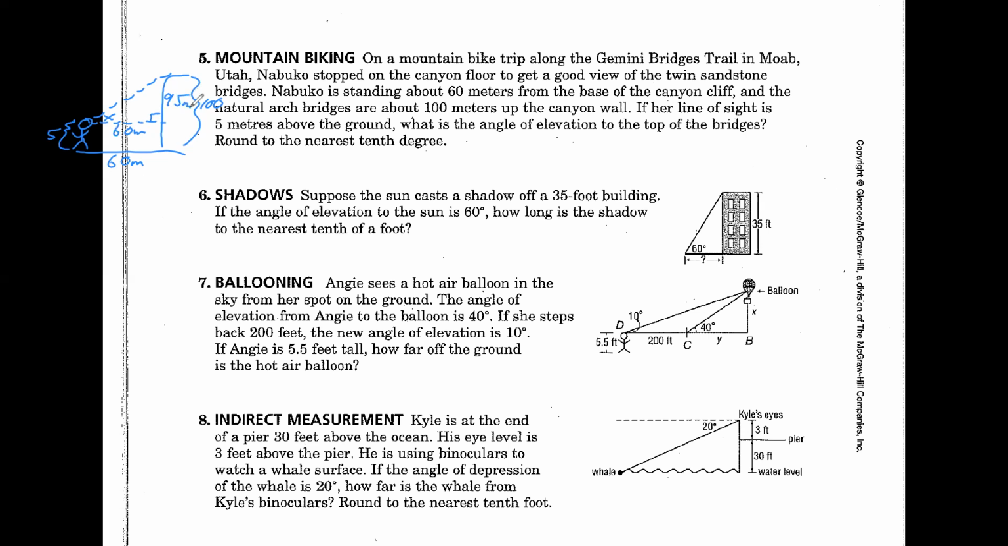So we have X, that's the angle I'm using. What two pieces do I have? Opposite and adjacent. I don't know why they really like using tangent on this one.